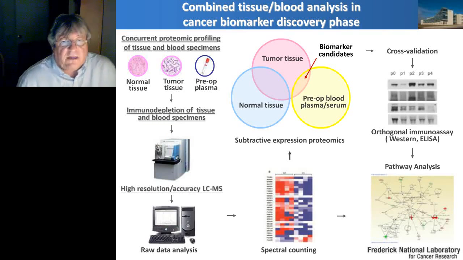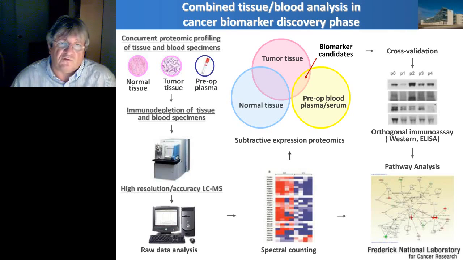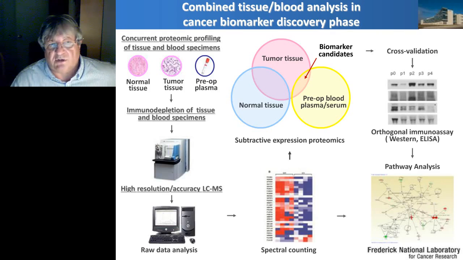So to recapitulate this, I just wanted to show that combined tissue and blood analysis in the cancer biomarker discovery phase is extremely important. It is extremely important to look at the same time in a tumor and normal tissue and see whether the proteins that are tumor proteins can be identified in peripheral blood, use them as a panel of biomarkers, use pathway analysis and spectral counting as an indication of intensity, and get data which are meaningful and can really help to understand biology and elucidate biomarkers and potential drug targets.